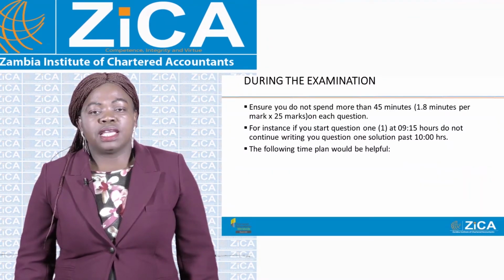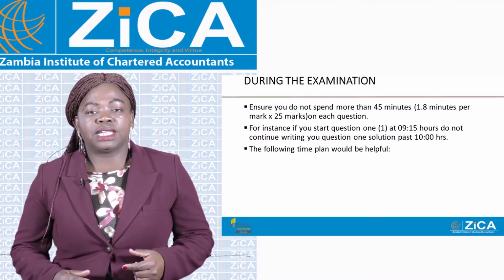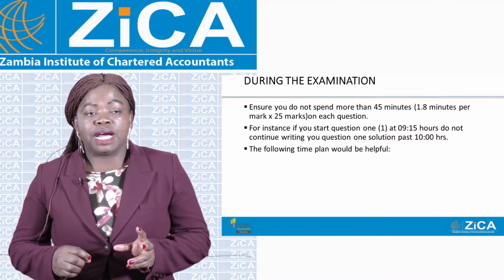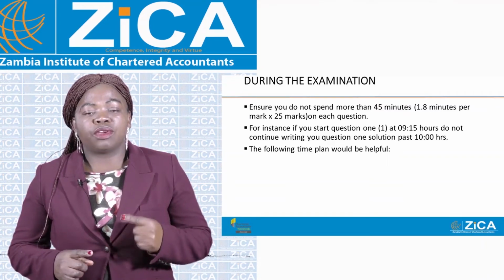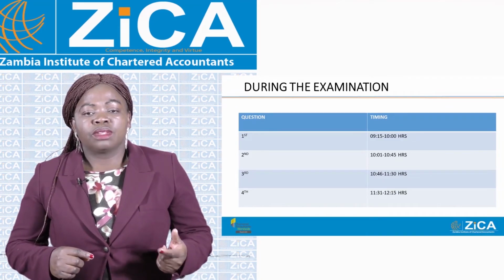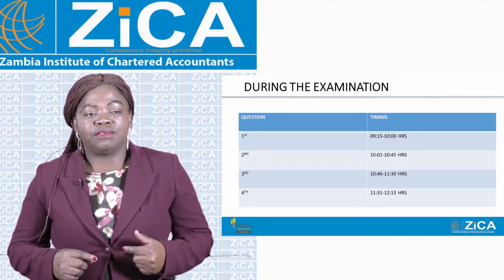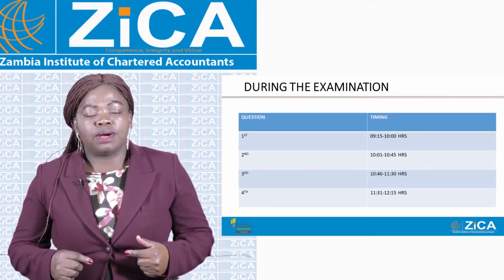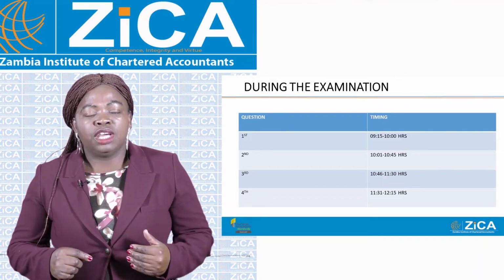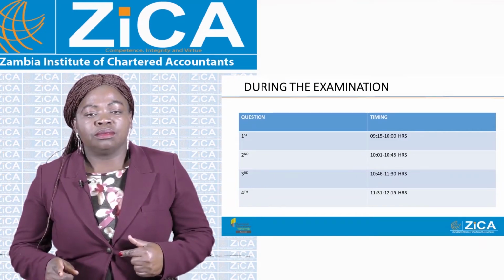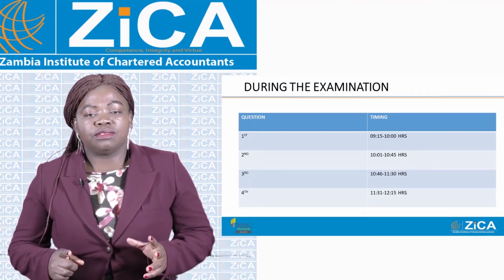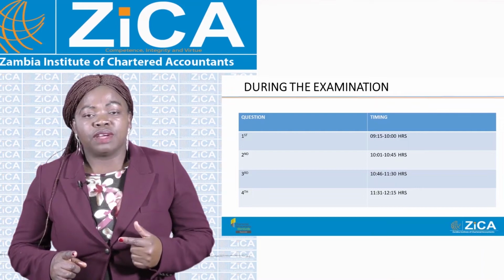On timing during an examination, you need not spend too much time on any single question. You need to make sure that you have allocated appropriate time and you don't go beyond that time. It is very helpful. Like if you are starting question 1 at 9:15, you need to stop at 10:00. So whether you have completed question 1 by 10:00 or not, you need to move on to the next question. And if you are starting that next question at 10:01, just add the 45 minutes and make sure you don't go beyond the 45 minutes.